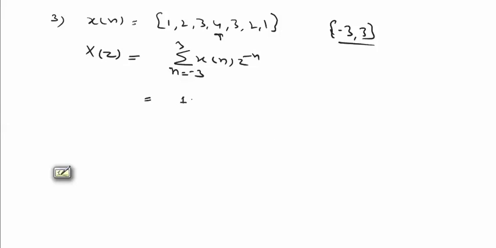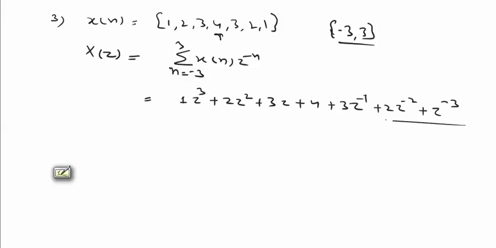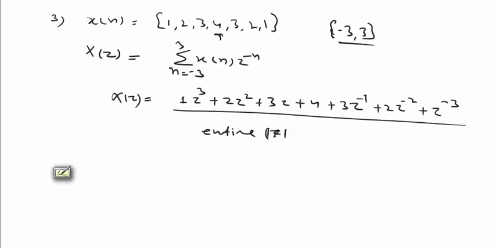I write expression for direct z term: 2z square plus 3z plus 4 plus 3z inverse plus 2z inverse square plus z inverse cube. This is our z transform answer. Comment on ROC. Entire z plane, but excluding two terms, 0 and infinite.